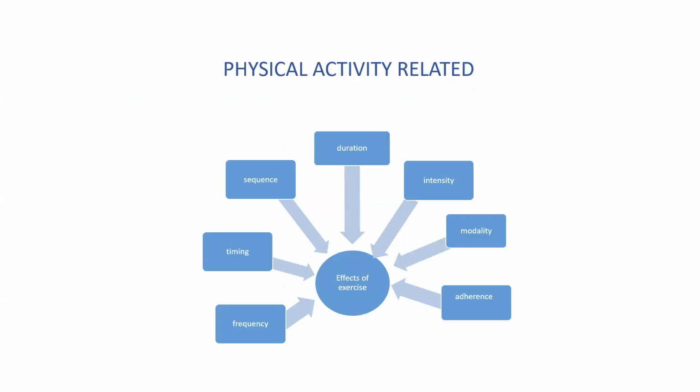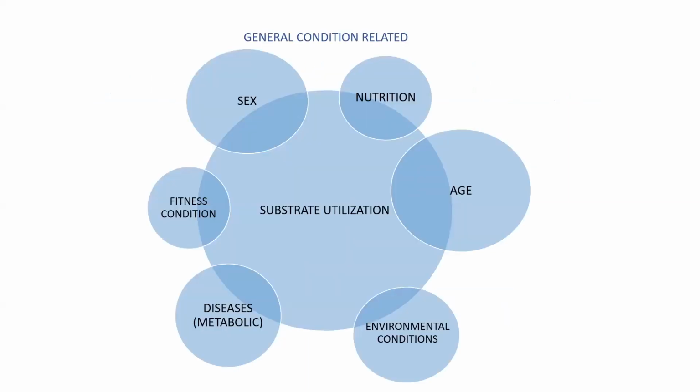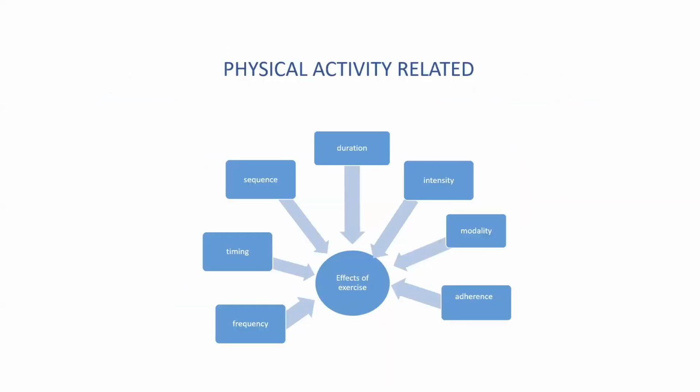So let's see the factors related to the effects of exercise. We summarize the factors in two big groups. The one is the physical activity related. The other one is the general condition related. So going back to the physical activity related, the effects of exercise. Let's see together what the factors are. So starting from the frequency. Frequency means how many times per week do we train?